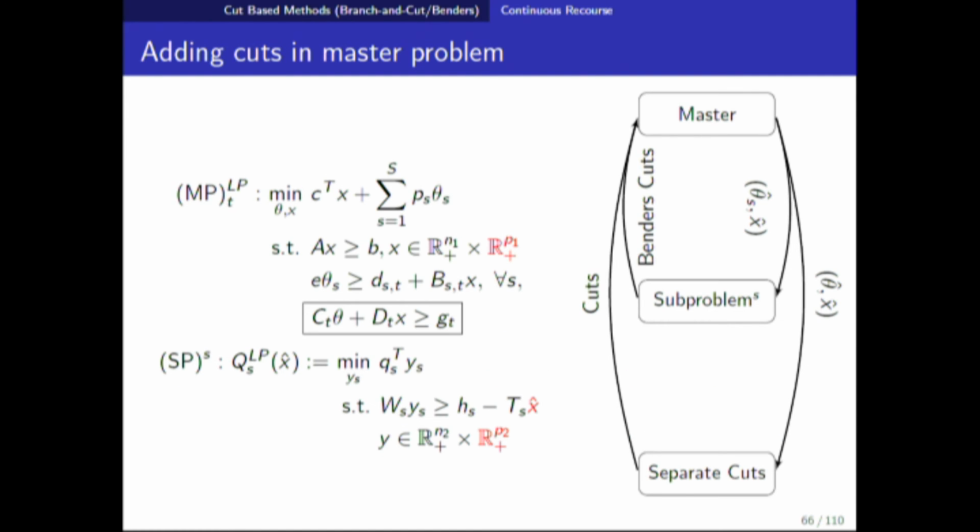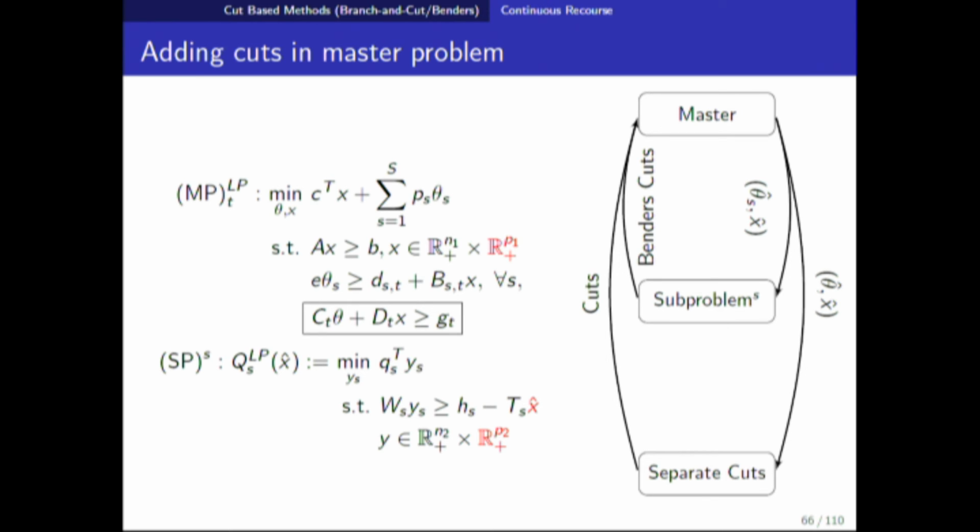Okay, so how does this look? If we go back to that picture that we had before, where we were solving a master linear program, and then we would solve subproblems and get Benders cuts. So that's what we had before when we're solving just the LP relaxation by a Benders algorithm.